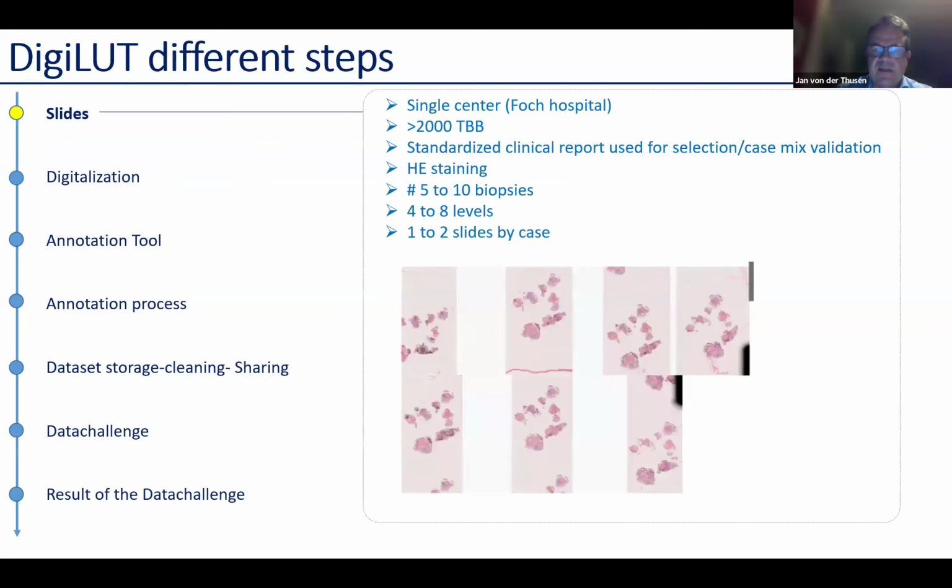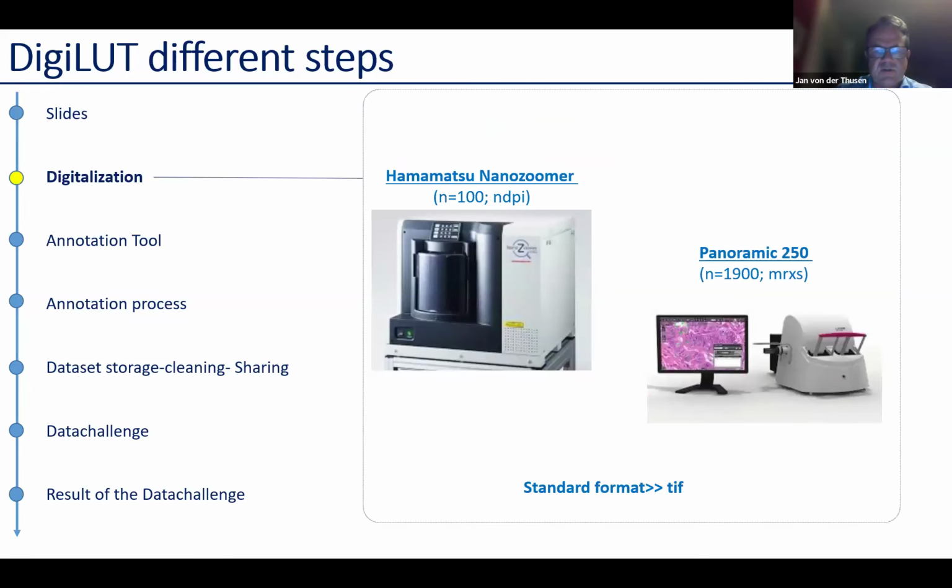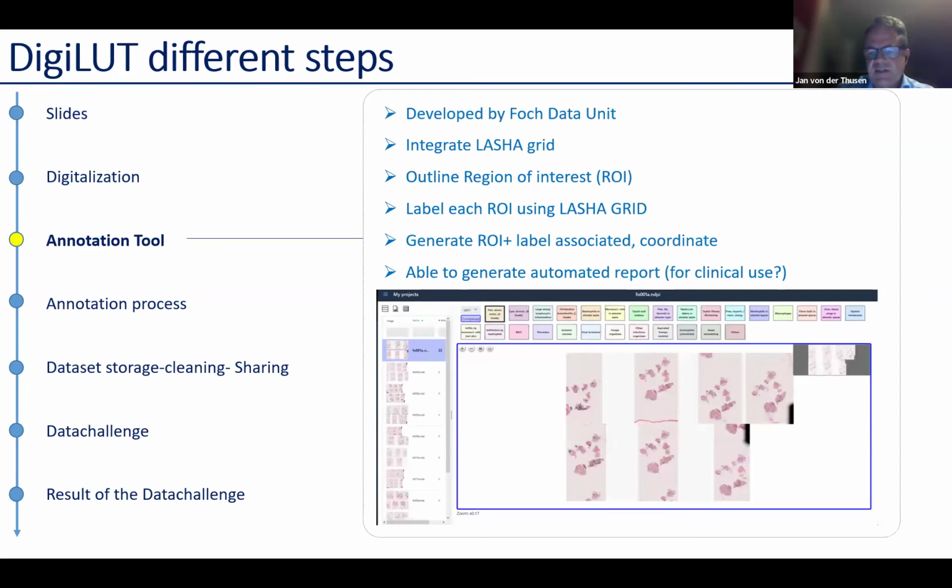So initially, of course, we started off with the slides, which were annotated by a large group of pathologists. There were over 2,000 transbronchial biopsies, with a standardized clinical report being used for case selection to also have as balanced a set as possible. They were H&E stained, and 5 to 10 biopsies were available for each case, and 4 to 8 levels were available, and 1 to 2 slides per case. These were digitized using 2 different types of scanners, and then an annotation was built by the group at FOC, which integrated this Lasher grid that I just previously mentioned, and you can see how many different categories of features we were able to score.